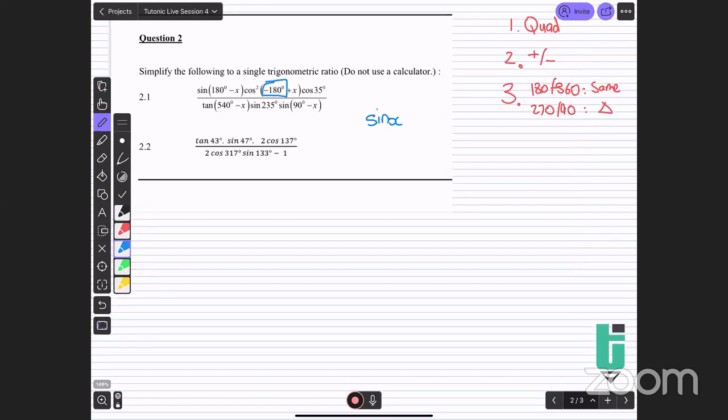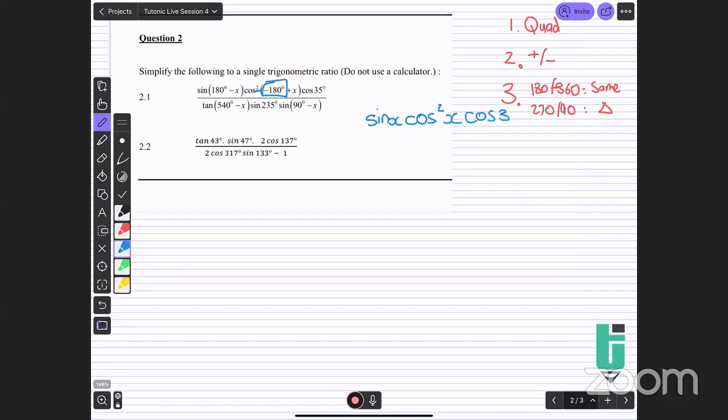And then 180 plus x is in the 3rd quadrant, and cos is negative in that quadrant. And then it's squared. If you square, then the negative sign falls out. So it's just going to be cos squared x. Cos squared x, yeah. And then cos 35, we can't really do much to that.